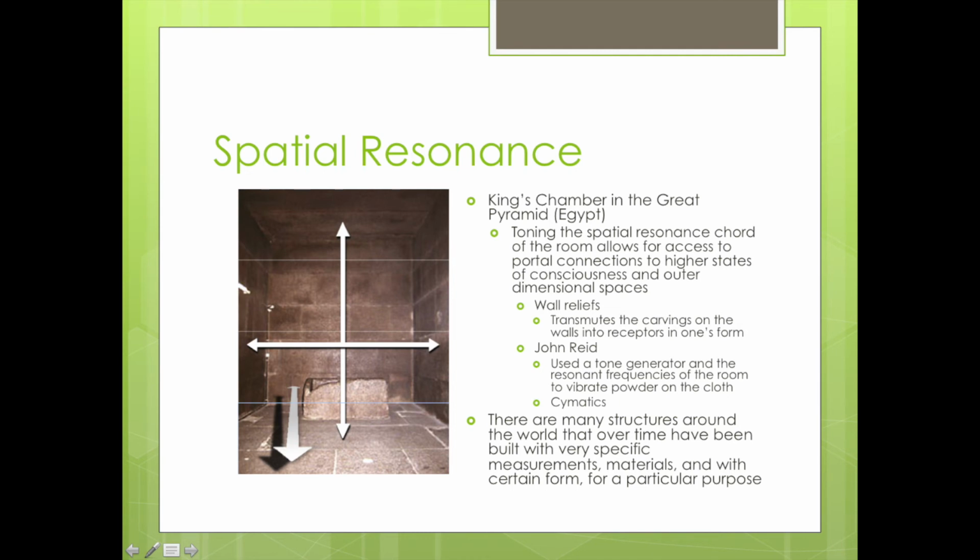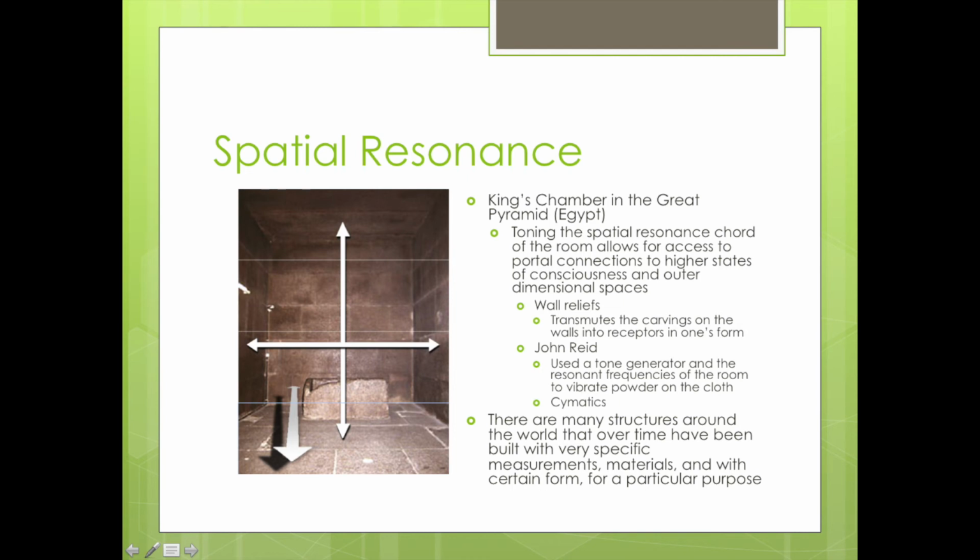So most of the temples in Egypt have images carved into the walls, often thousands of them. And these reliefs make the distance between the walls have variation, thus allowing that information to break up the sound waves bouncing back and forth. So it transmutes the carvings on the walls into receptors in one's form.